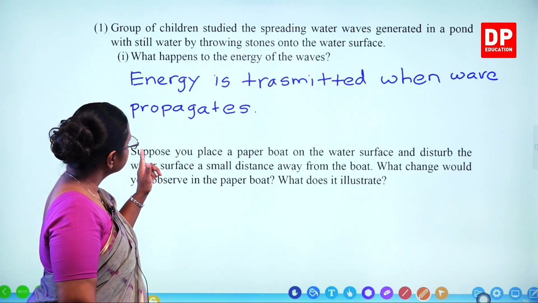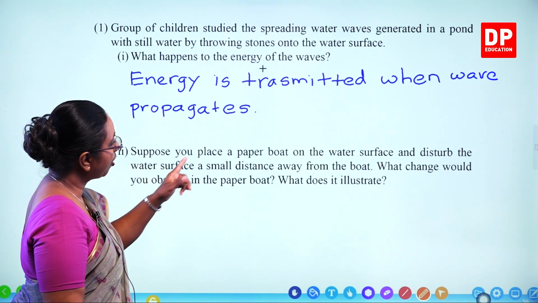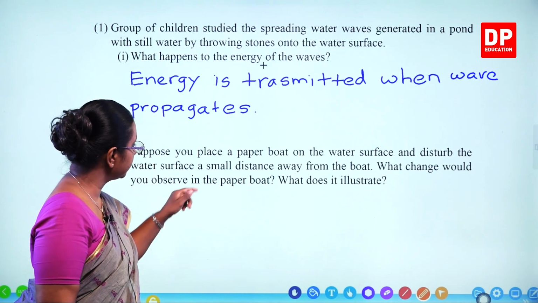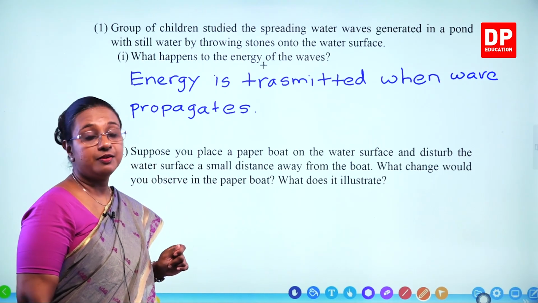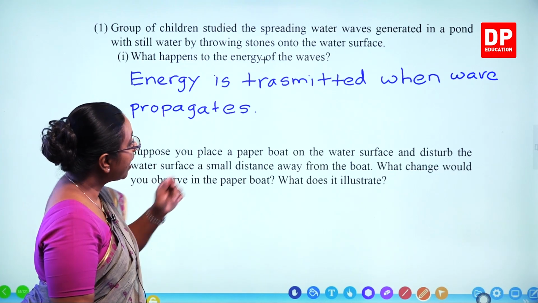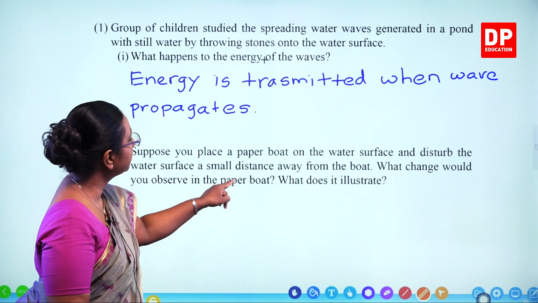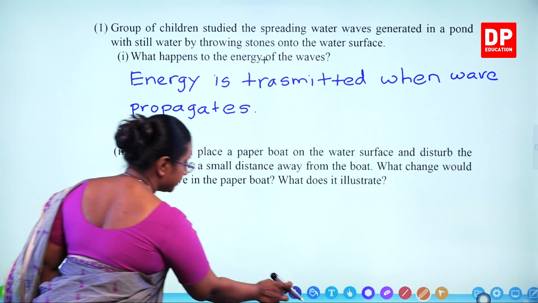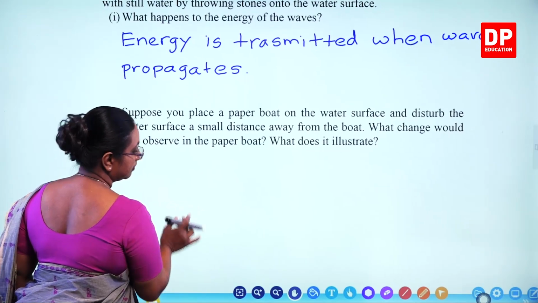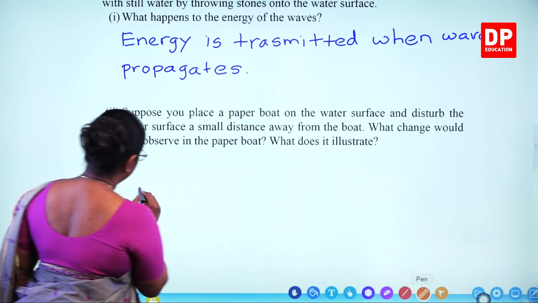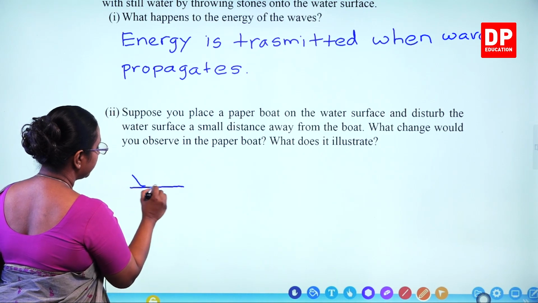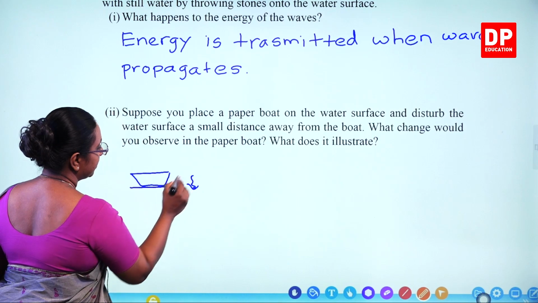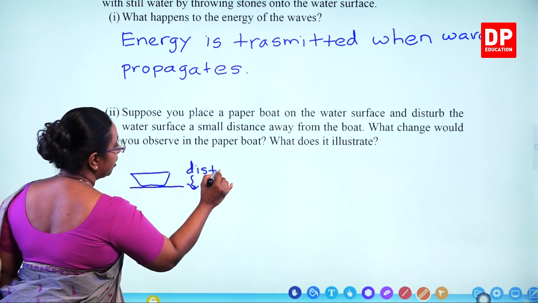Next one. Suppose you place a paper boat on the water surface and disturb the water surface a small distance away from the boat. What change would you observe in the paper boat? What does it illustrate? Say, if this is the surface of water, there is a small paper boat like this. Somewhere here we generate a disturbance. What do you see?